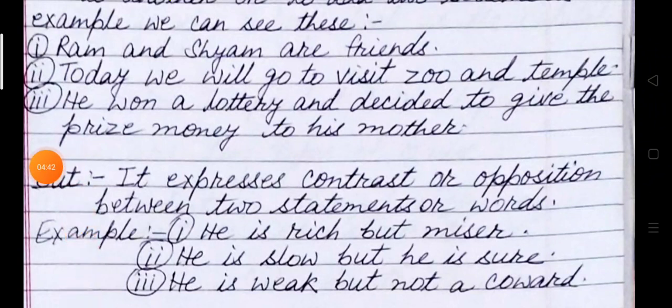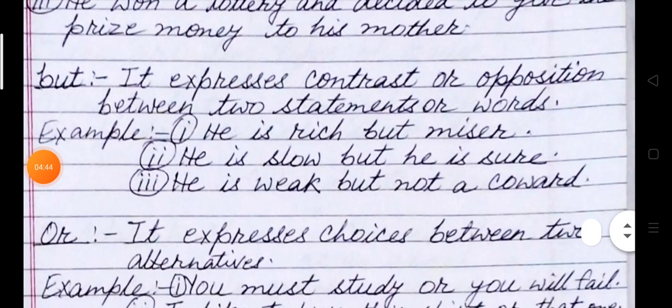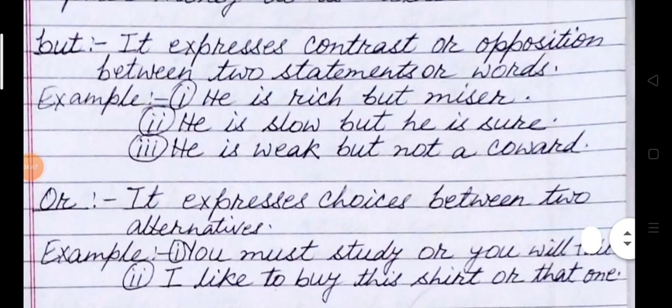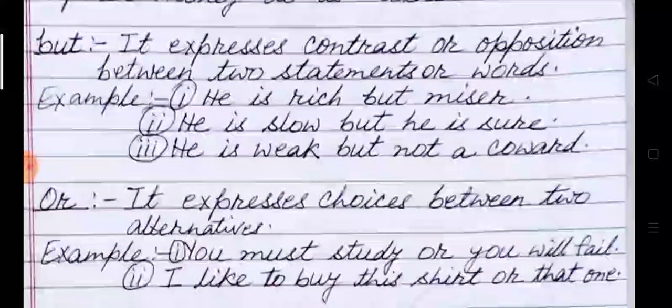Now, the use of but. Where we will use but, children? But expresses contrast or opposition between two sentences or words. बट जो है वो ऑपोजिशन दिखाता है, कंट्रास्ट दिखाता है, दो वर्ड्स के बीच में, दो सेंटेंसेस के बीच में, दो क्लॉजेस के बीच में.